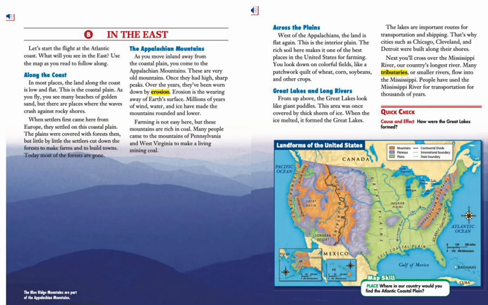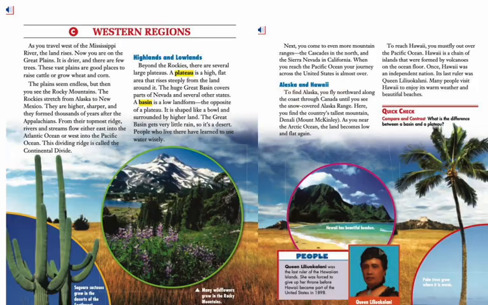Next, you'll cross over the Mississippi River, our country's longest river. Many tributaries, or smaller rivers, flow into the Mississippi. People have used the Mississippi River for transportation for thousands of years.